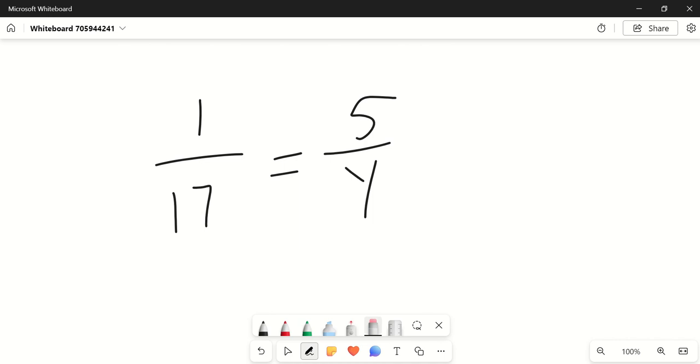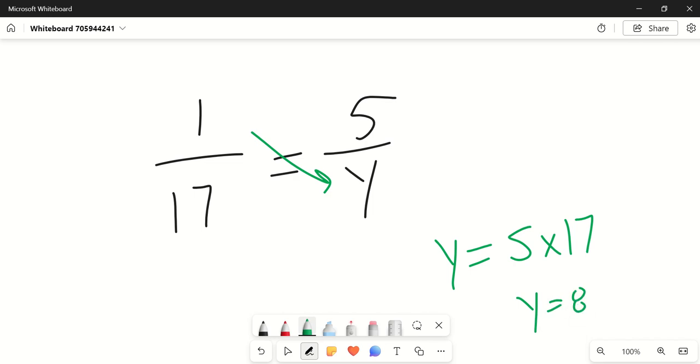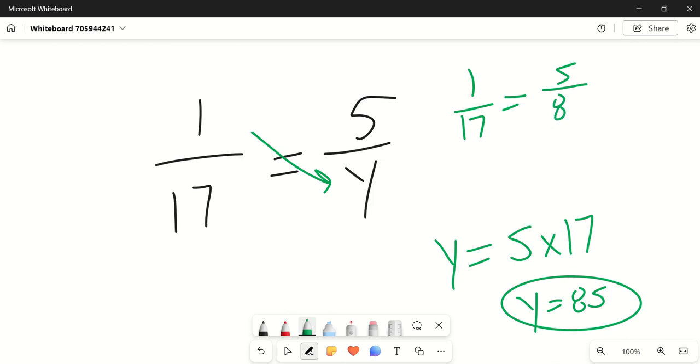And this is a lot more manageable because now it will be 1 times y, or just y, will equal whatever 5 times 17 is. And we'd find our answer. And 5 times 17 would be 85. So y would equal 85. So it'd be 1/17 equals 5 over 85.